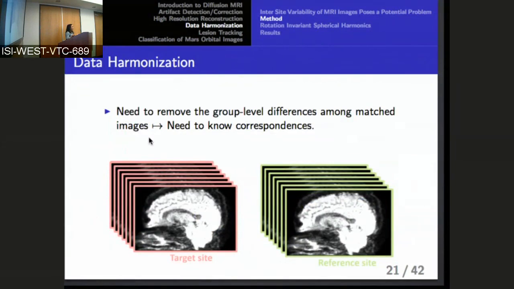The very basic idea of this harmonization technique, in very simple language, is that we extract some rotation invariant features from subjects in different sites. We compute the expected value of them. We see what the delta difference is between those rotation invariant features, and then we try to correct for it. Now let me explain in a little more detail. In the target site, we have images of different subjects.